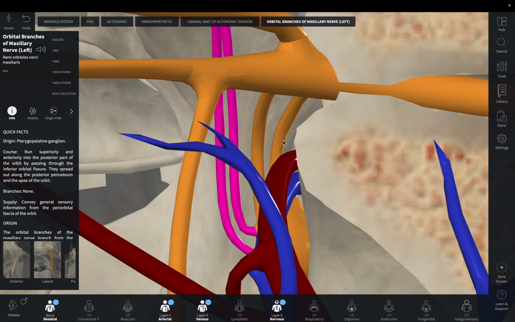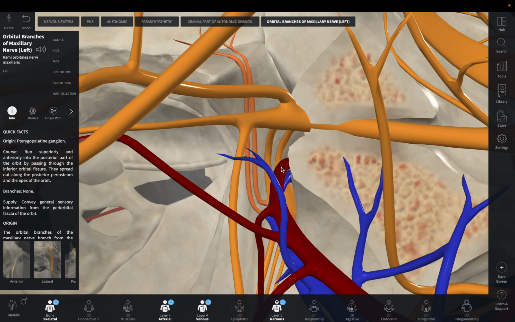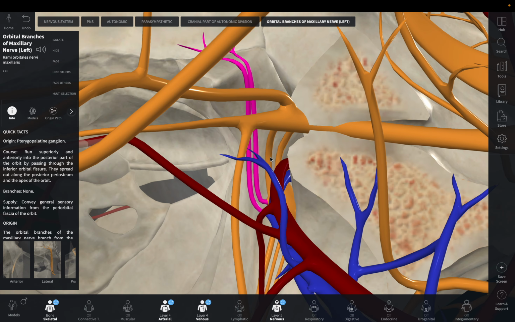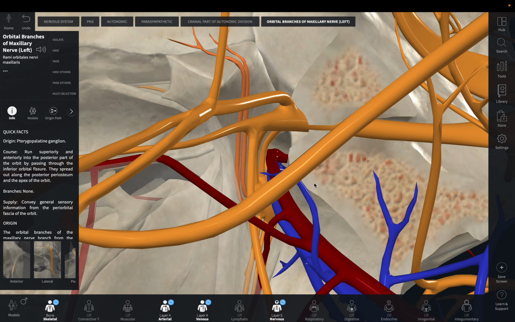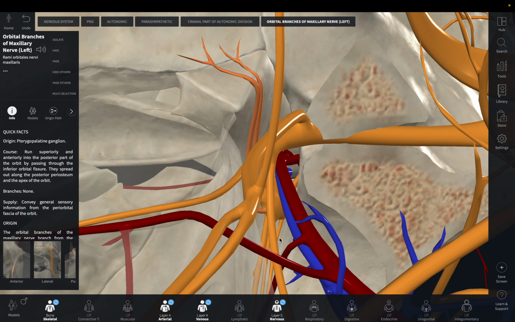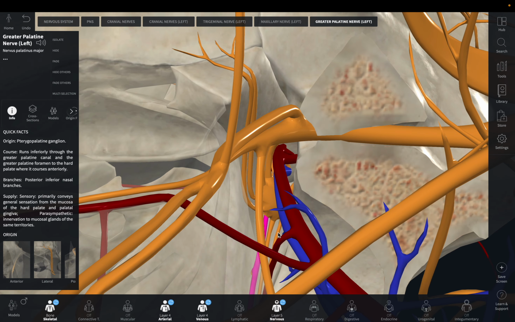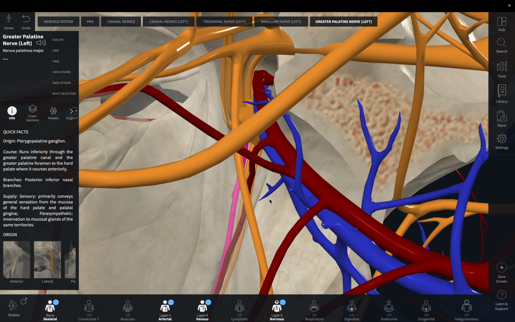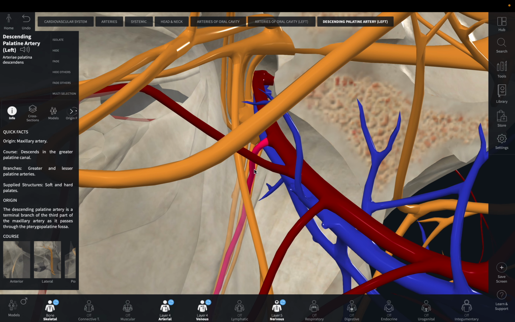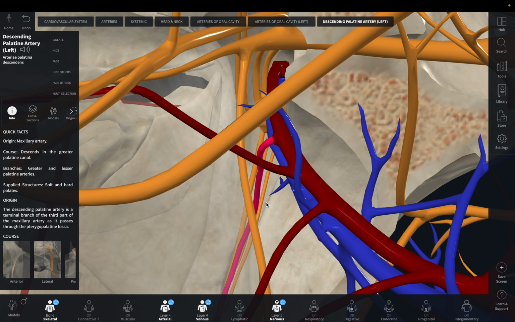Okay. So the first branches, we'll talk about the palatine branches. So the palatine branches, they descend. The greater palatine nerve and the lesser palatine nerve or nerves, depending on variation in anatomy, they pass through the descending palatine canal along with the descending palatine artery, which is also part of the third branch or the third division of the maxillary artery.